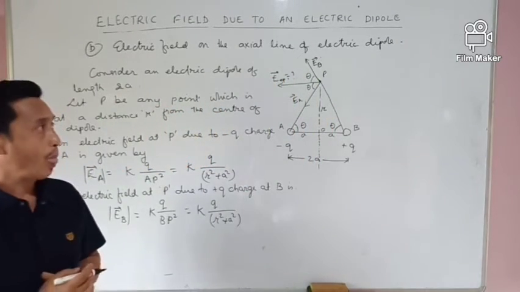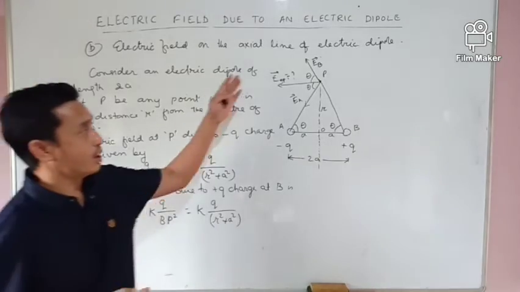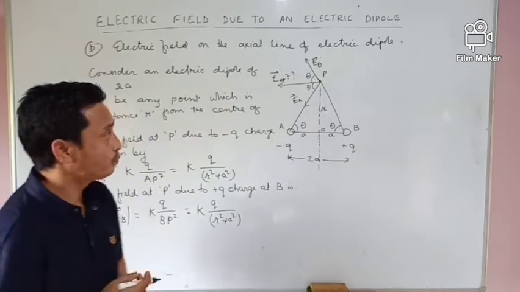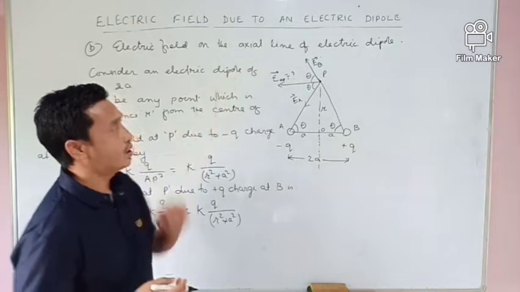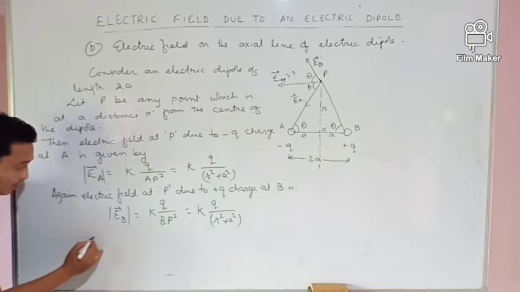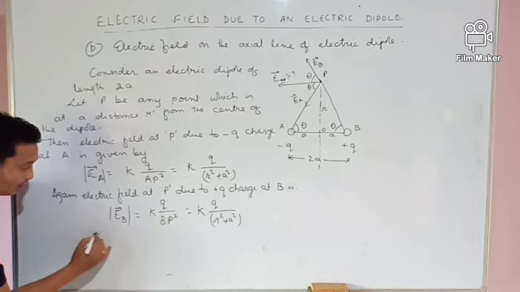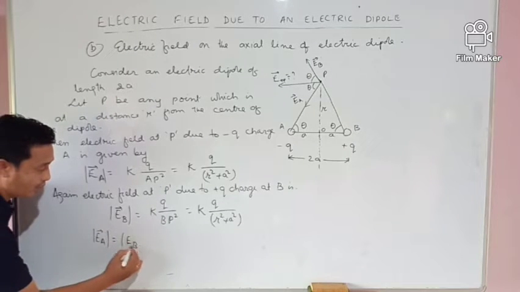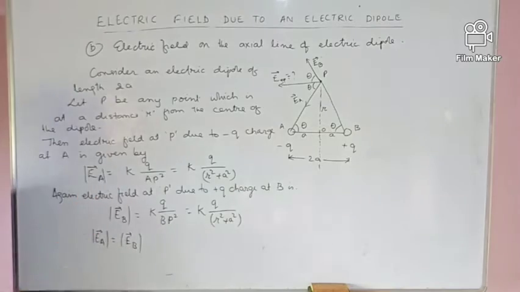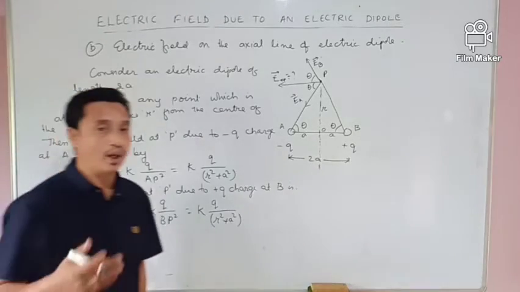Okay, now what is the net resultant electric field here? So we have to find the resultant electric field E here. Since the magnitude of EA is equal to the magnitude of EB, look at this, the magnitudes are equal. Now how do we find the resultant of this?